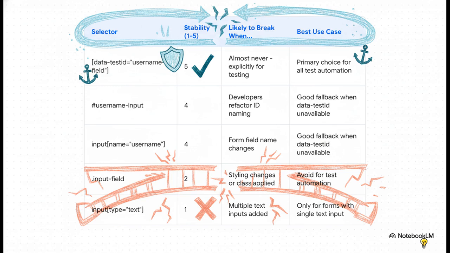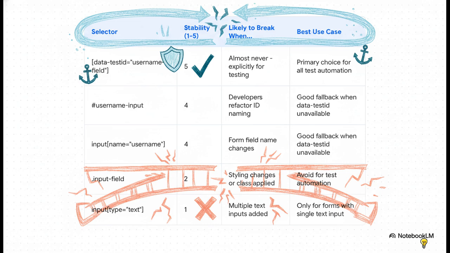And this table really brings that idea to life with numbers. Just look at that top row. Data test ID gets a perfect 5 out of 5 for stability. Why? Because developers put it there specifically for testing. It's not going to change just because a designer changes a color. Now look down at the bottom.